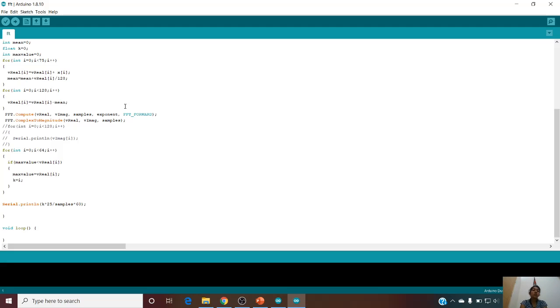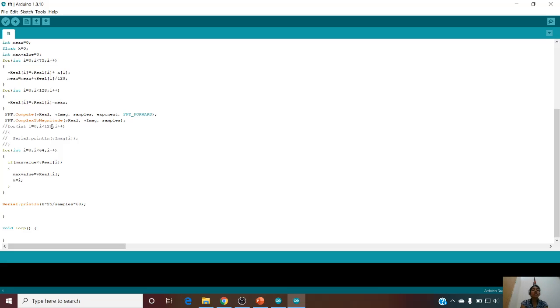After computing it, the values stored in vReal and vImag are nothing but the real and imaginary components of the output frequency spectrum. This is for real, this is for imaginary, and this is the number of samples, and the exponent we have already extracted. FFT_FORWARD is nothing but the command which we gave. If in case you want an inverse Fourier transform, just FFT_REVERSE will give you the inverse of it.